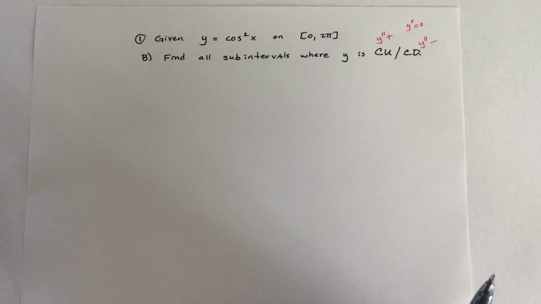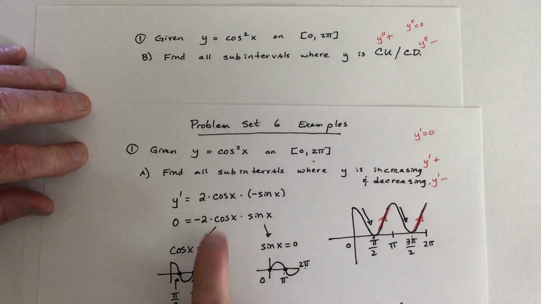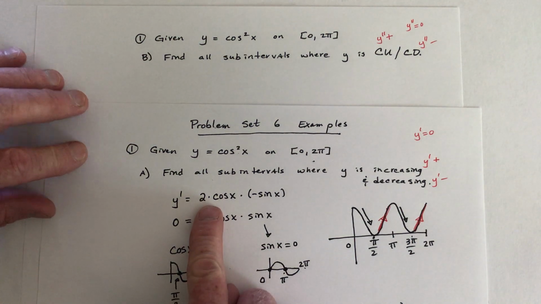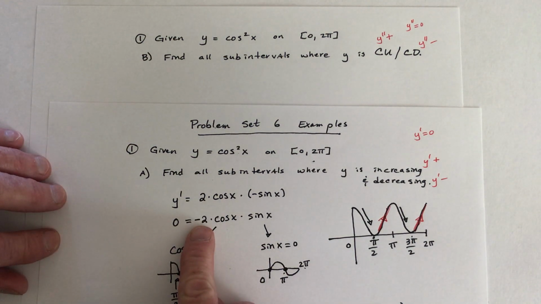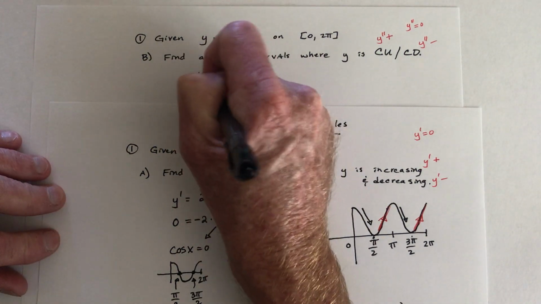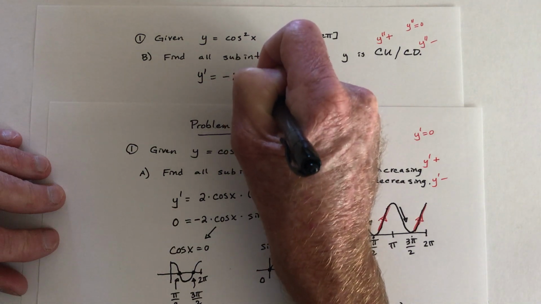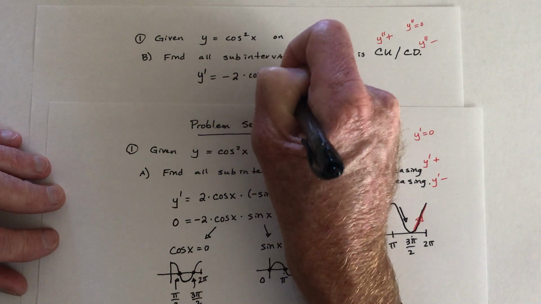So if I go back to this page, I have the first derivative right here. Actually, I like it a little bit better with the negative 2 in front. So from the previous work, y prime equals negative 2 times cosine of x times sine of x.